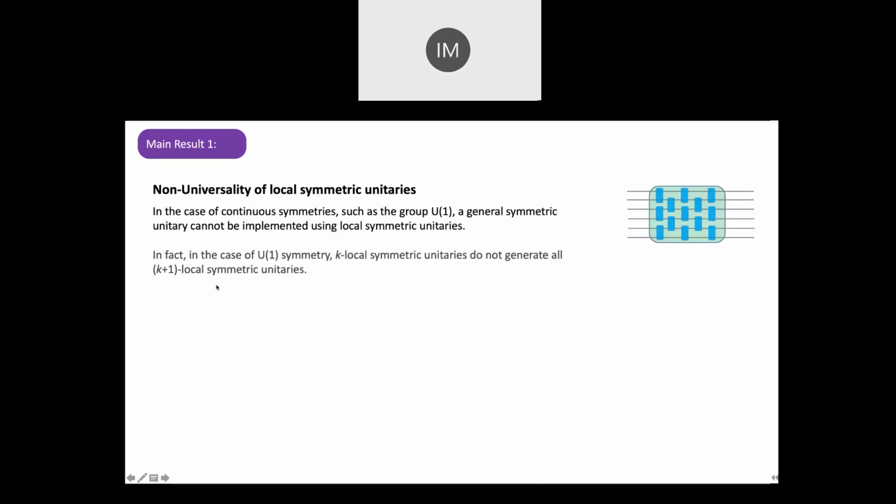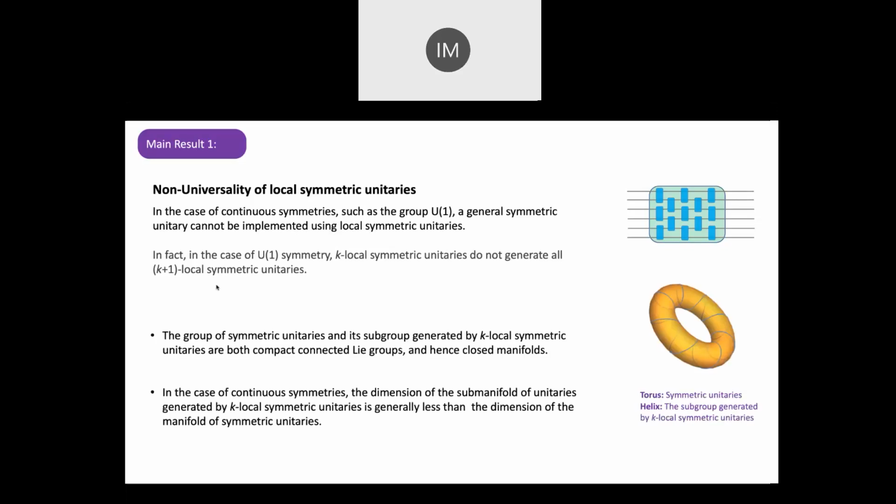Now you may imagine that you can't implement these unitaries exactly, but maybe you can get close to them. Maybe you can get arbitrarily close to the desired unitary using these k local or 2 local U1 invariant unitaries. But it turns out that that's not true. We can show that the group of symmetric unitaries and its subgroup generated by k local symmetric unitaries are both compact connected Lie groups and hence closed manifolds.